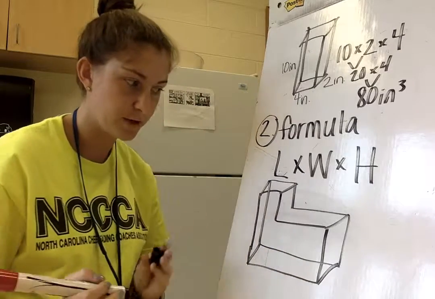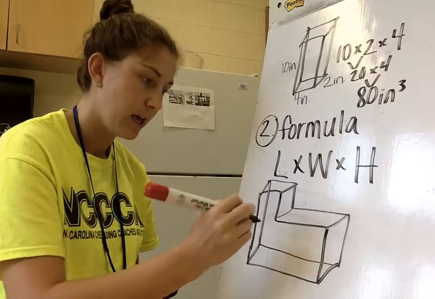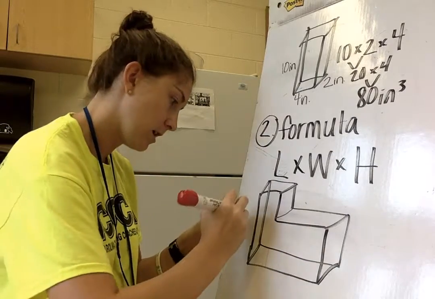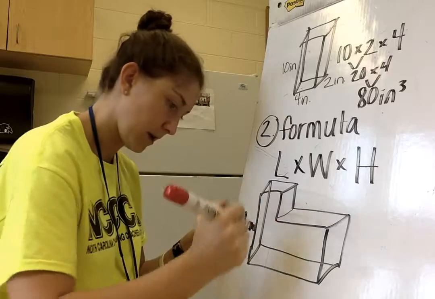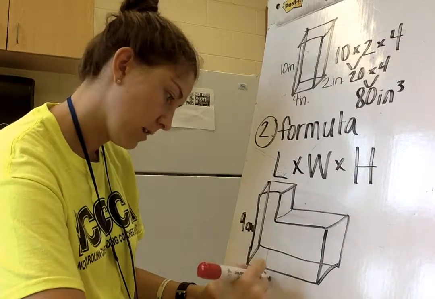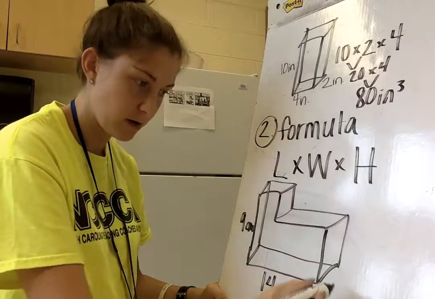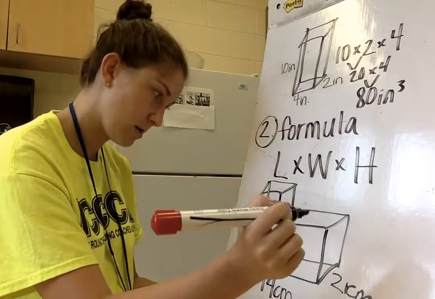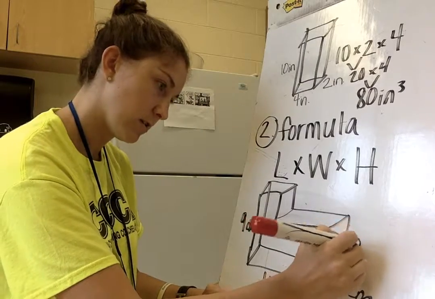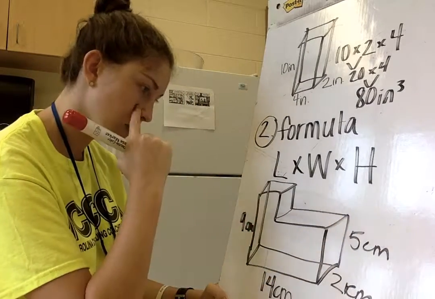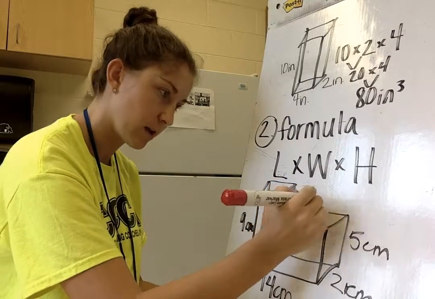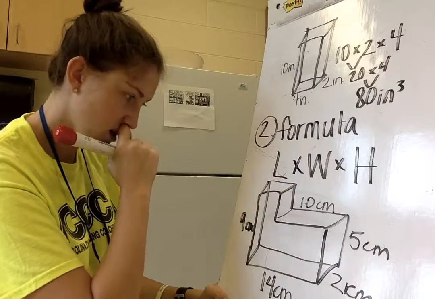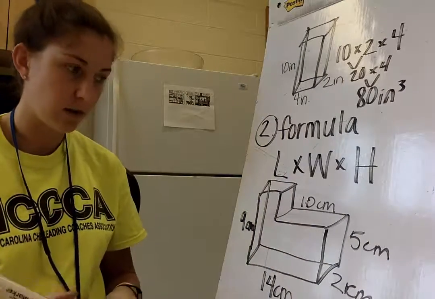Some of these figures may look like this, so they kind of look like L blocks. That's what we typically call them. My height over here can be 9 centimeters. My width over here can be 14 centimeters, or my length can be 14 centimeters. My width can be 2 centimeters. My height over here is going to be 5 centimeters. My length right here will be 10 centimeters. And I think that is good.